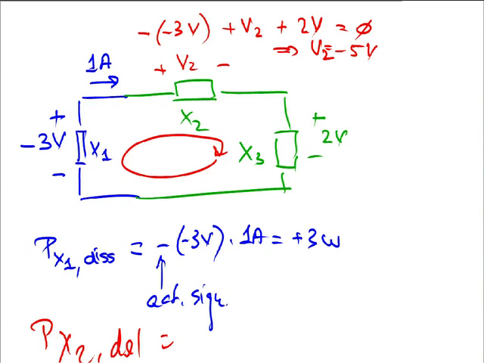Conveniently, when we have a choice, we usually use active sign convention for sources, and passive sign convention for elements that dissipate power. But it doesn't have to be that way. Here we don't even know whether X2 is a source or a dissipative element, so here it's passive sign convention. We want to know the power delivered. How much is it?